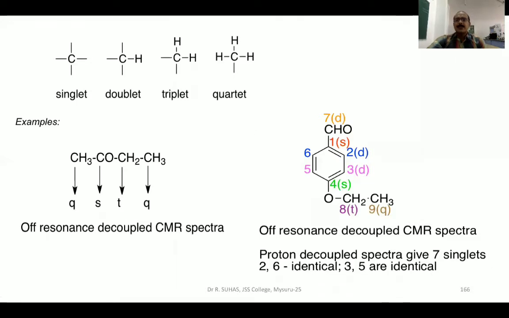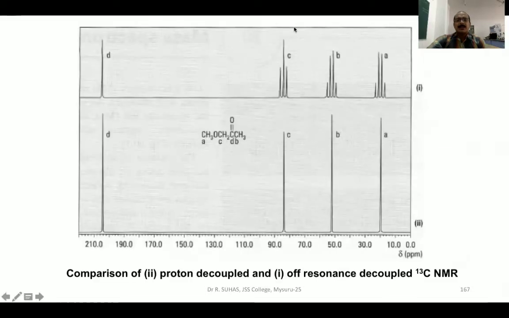This is the main difference between proton decoupling and off-resonance decoupling. That is best shown in this example. This is the proton decoupled spectra, and this is the off-resonance decoupled spectra. Here the carbons are labeled as A, B, C, D. Here this is A. So when you record proton decoupled, there will be no coupling between C13 and 1H. As a result, you should get only singlets. There are 4 different types of carbons. That's why you are getting 4 singlets in the noise decoupling experiment.